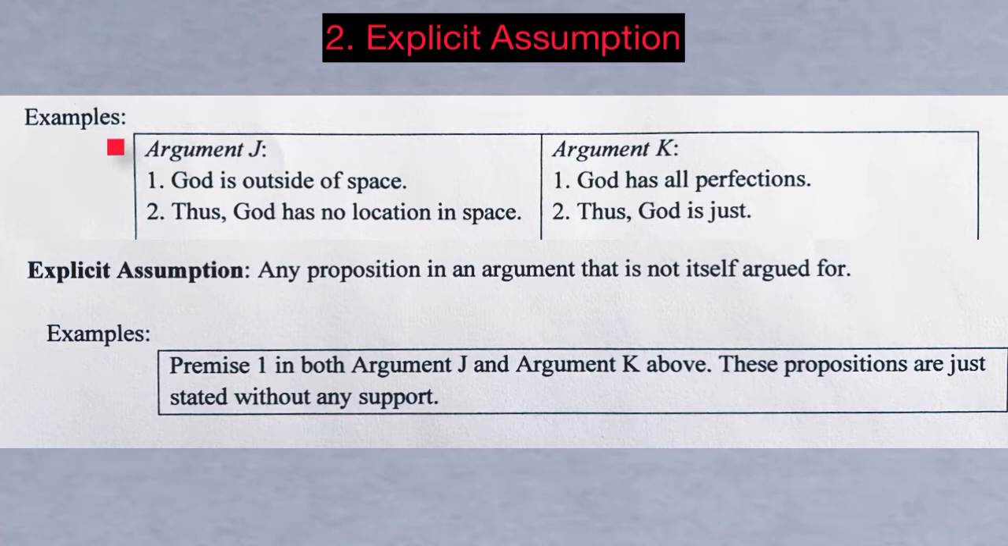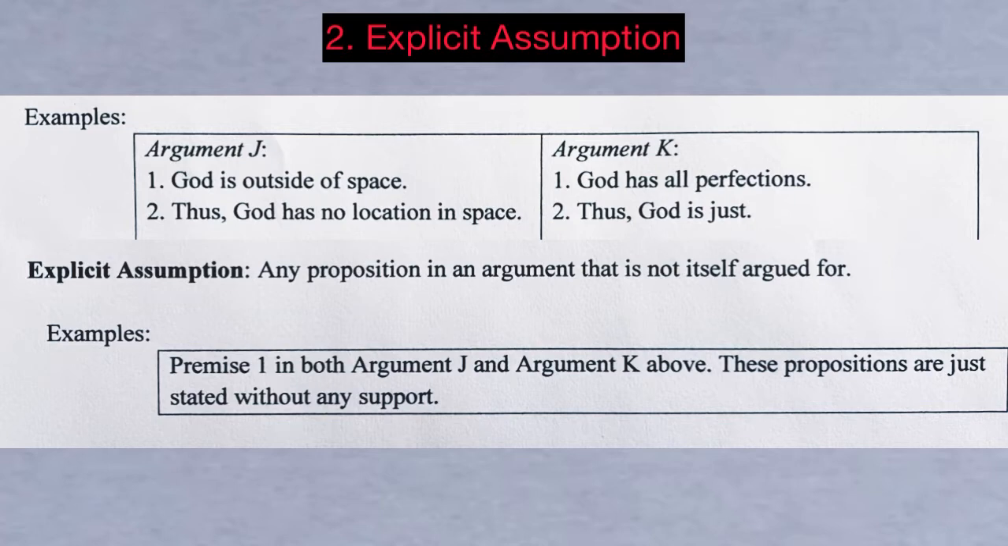Now look at argument K. God has all perfections, thus God is just. God has all perfections. It's a proposition in an argument, but there's not an argument that's being offered for it. There's been no reasoning given to support that God has all perfections. And in that sense, it's a proposition in an argument that is not itself argued for, and therefore it's what I want to call an explicit assumption.